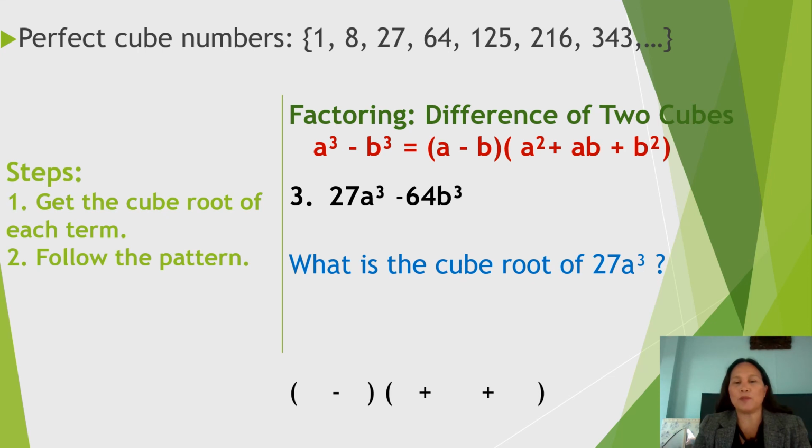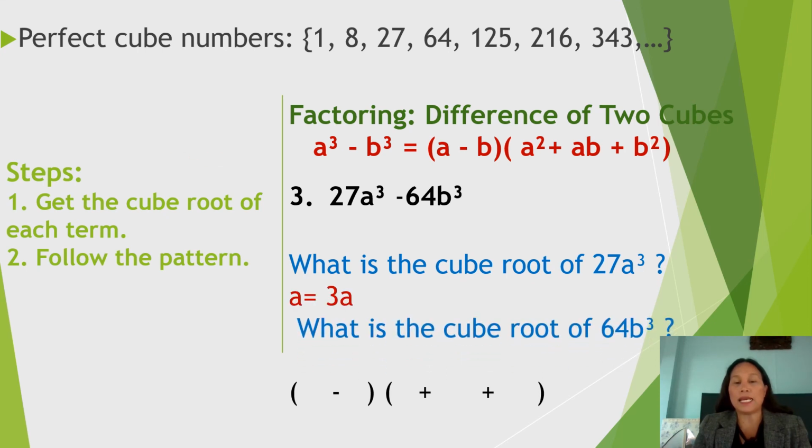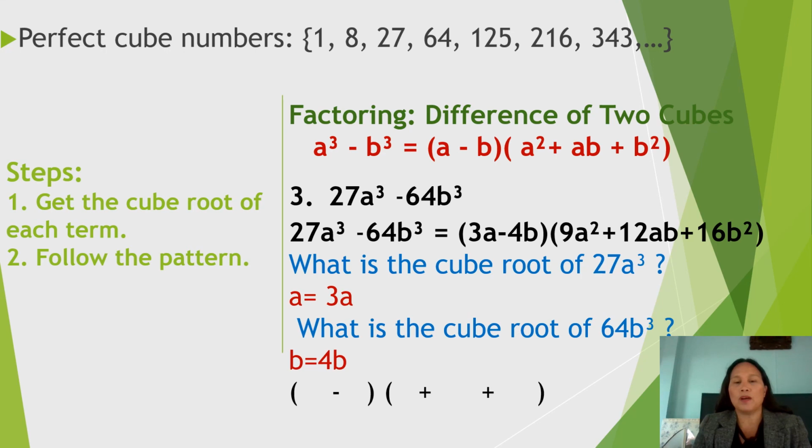Okay, you want to try this one? So what is the cube root of 27a cubed? That is 3a. What is the cube root of 64b cubed? And that is 4b. So what is now the factored form of 27a cubed minus 64b cubed? It is equal to quantity 3a minus 4b times the quantity 9a squared plus 12ab plus 16b squared. Sundin lang natin yon. Kanina, ito rin yung mga example kanina binigay ko, maliban na lang, nagbago lang ng sign. Kanina, sum, this time difference. So minus. Sa sign lang sila nagkaiba.